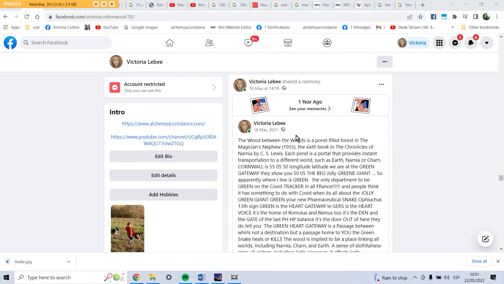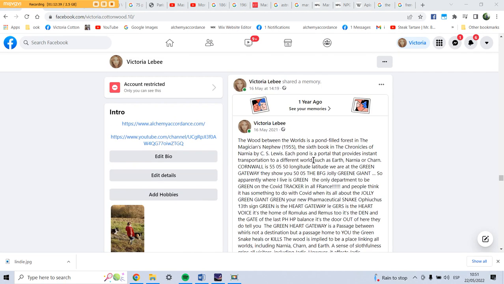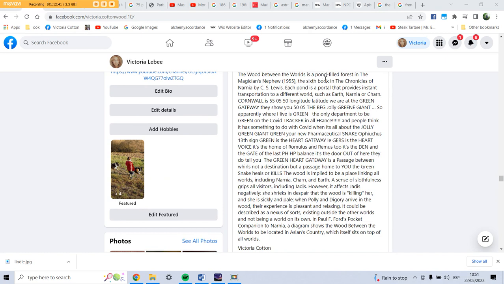Okay, a post again from last year. Same thing, it's all about the 42 Zeus. The Wood Between the Worlds is a pond-filled forest in The Magician's Nephew, 1955, the sixth book in the Chronicles of Narnia. Each pond is a portal that provides instant transportation to a different world, such as Earth, Narnia, or Charn.